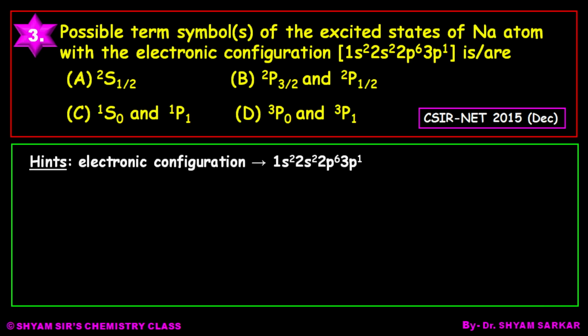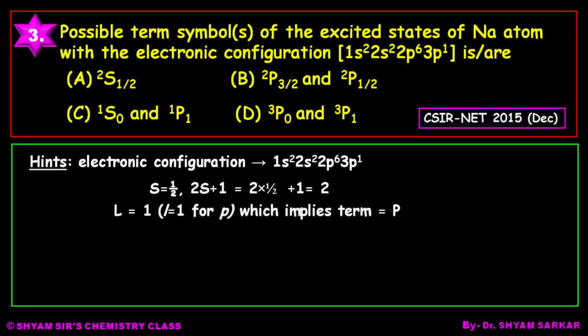So we will consider only the outer electron part. S equals half here for one electron, so the total spin multiplicity 2S+1 equals 2, and L equals 1, because for a p orbital L equals 1. When L equals 1, the term will be P, because we know from that chart that for L equal to 1 the term is P.